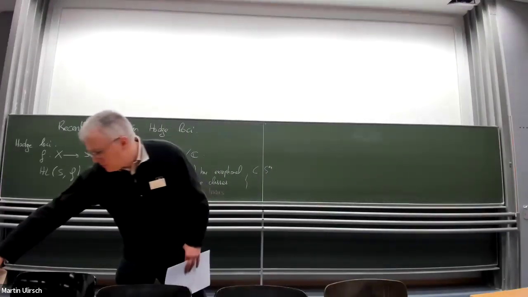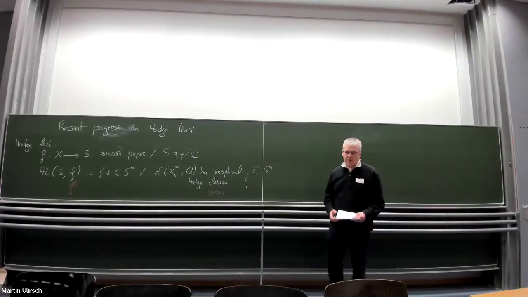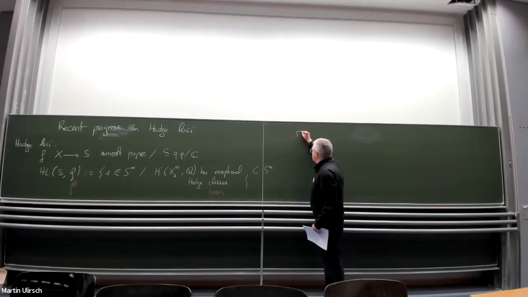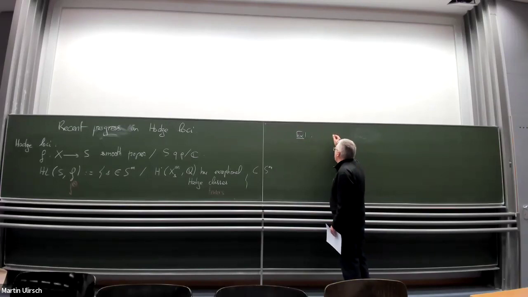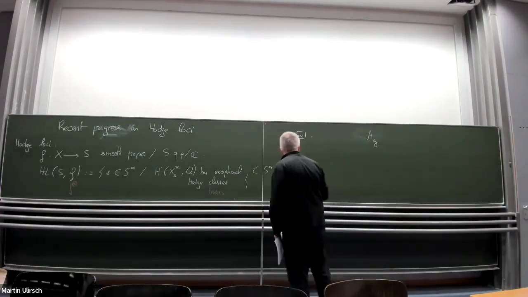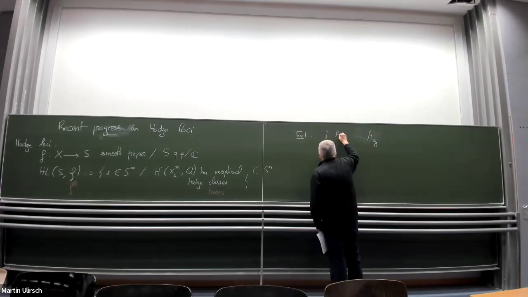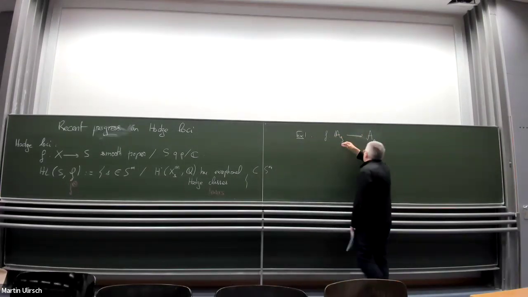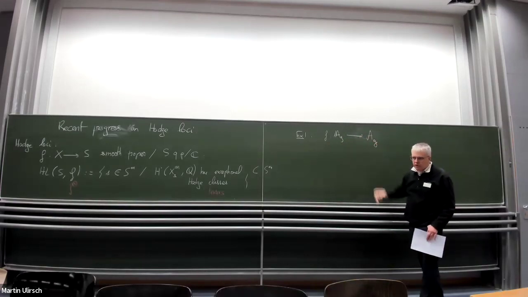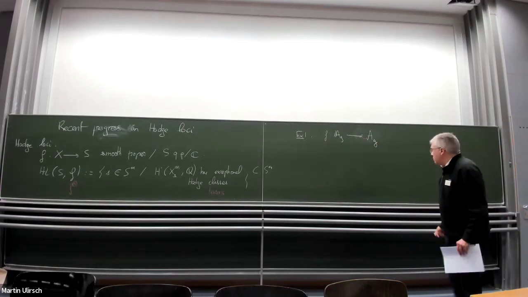Maybe I want to start, because you are not experts in Hodge theory, by giving some examples. Let's start with a very simple example. Well, actually not so simple. For S, I will take A_g, your preferred moduli space of abelian varieties of dimension g, and for the family, I will take the universal abelian variety. Again, you have to put some level structures so that this thing exists, but that is okay.